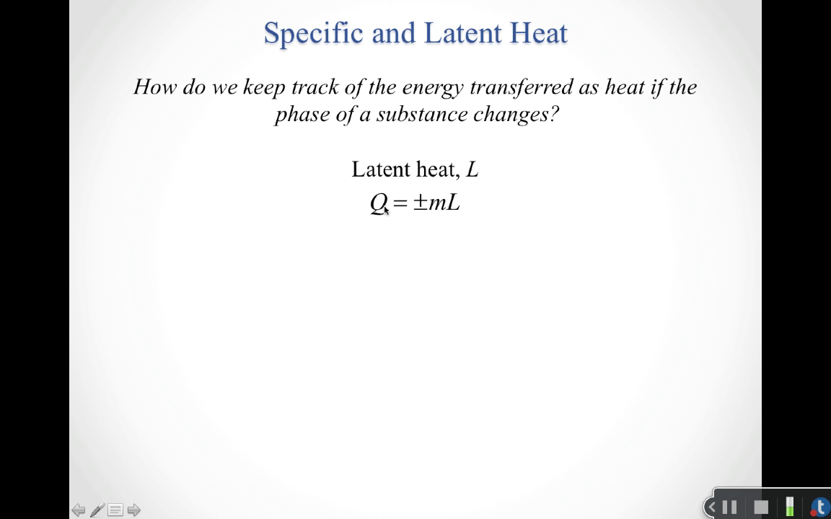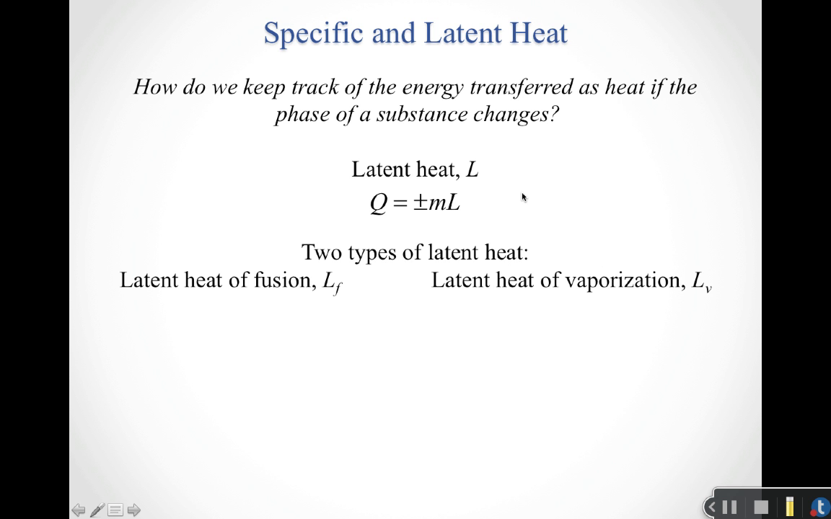And so our latent heat processes, we have two types, but they all have the same form. There's a latent heat value that's capital L, and so the energy transferred into or out of your system is going to be given by the plus or minus, which tells you whether you're transferring energy in or out, the mass, and then times the latent heat value. There's two types of latent heat. There's the latent heat of fusion and the latent heat of vaporization.